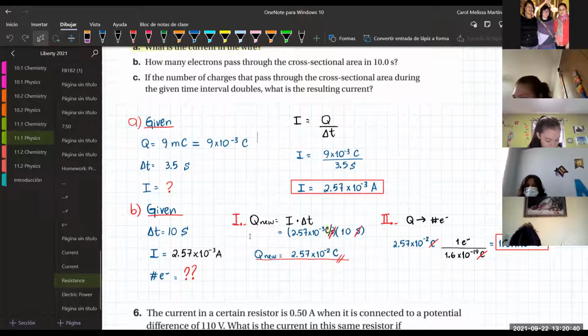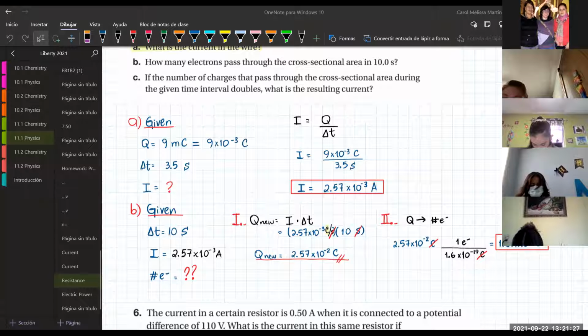I already solved part B. But now part C says, if the number of charges that pass through the cross-sectional area doubles, that is important because it's telling you that if the number of charges during the given time interval doubles, what is the resultant current? So we're going to consider the same first interval, but we're going to double the charge.